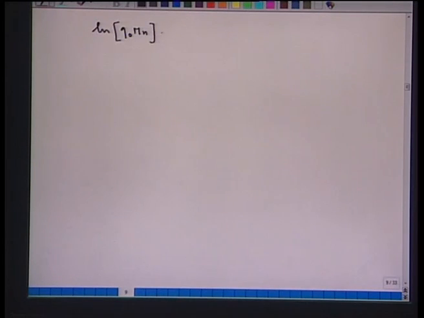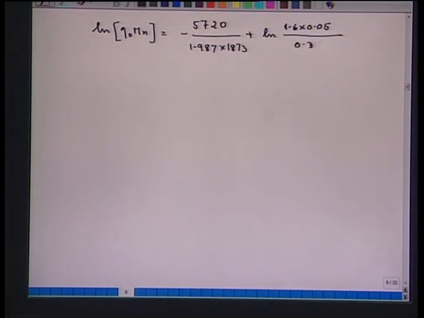Ln percent manganese, that will be equal to minus 5720 upon 1.987 into 1873 plus Ln 1.6 into 0.05 upon 0.36. If we solve, then we will get percentage manganese equal to 0.048% in equilibrium under the condition, and percentage oxygen at 1873.